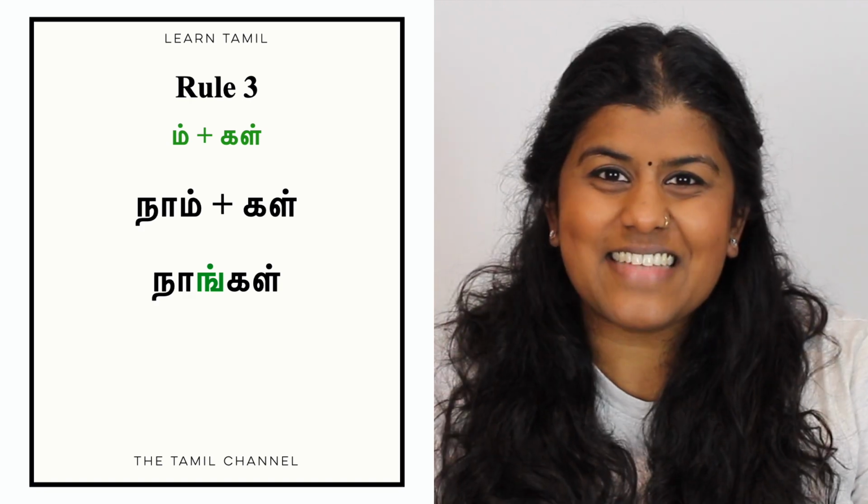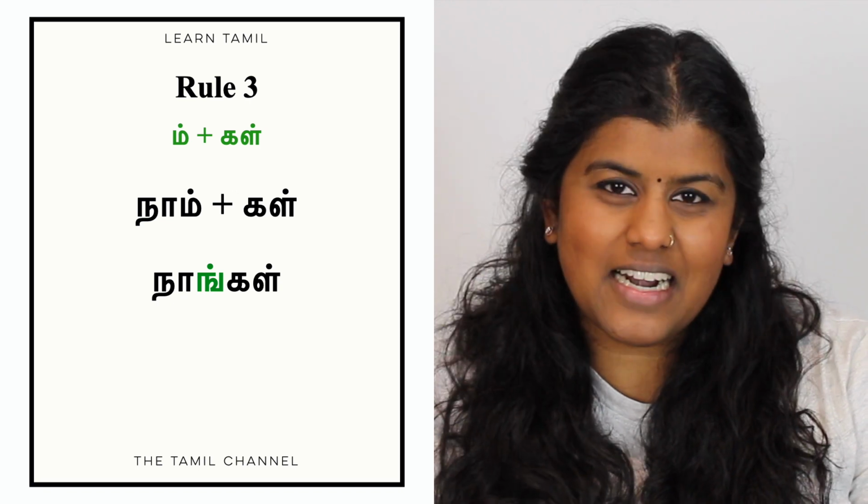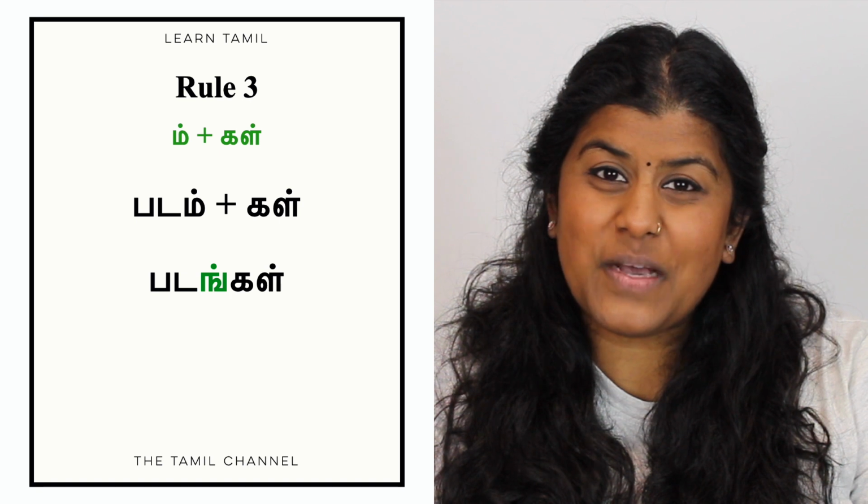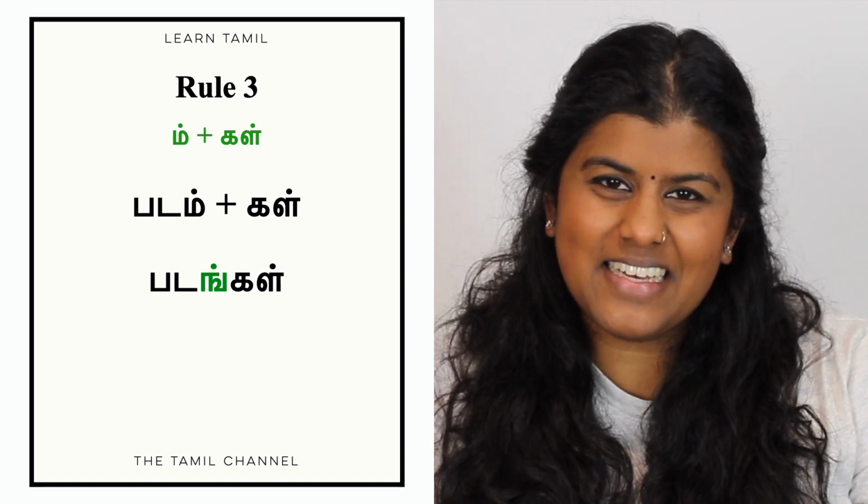Marangai. Another example, nam and kai makes nangai. And then last one, padam and kai is padangai. I hope I haven't overwhelmed you with all these examples, but I hope this was a very detailed breakdown of how you can combine suffixes or add suffixes to words that end in and how the gets changed or modified.